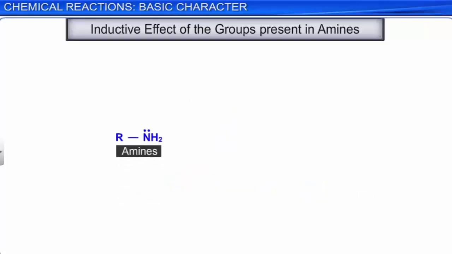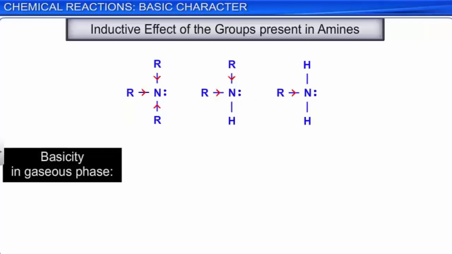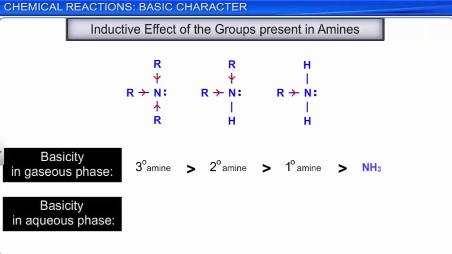Thus, the basic nature of aliphatic amines increases with an increase in the number of alkyl groups. Therefore, the basicity order of aliphatic amines in the gaseous phase is tertiary amine greater than secondary amine greater than primary amine greater than ammonia. On the other hand, the basicity order of aliphatic amines in the aqueous phase is ammonia greater than primary amine, greater than secondary amine, greater than tertiary amine.